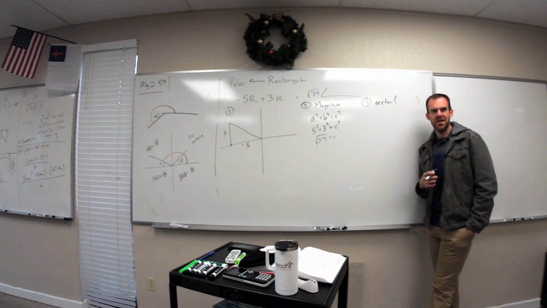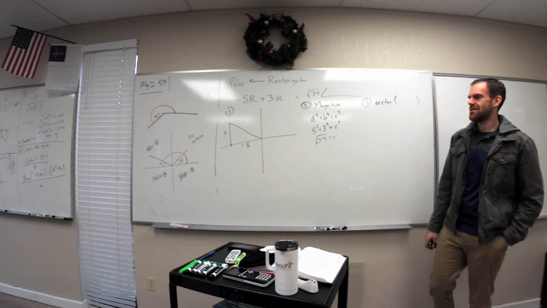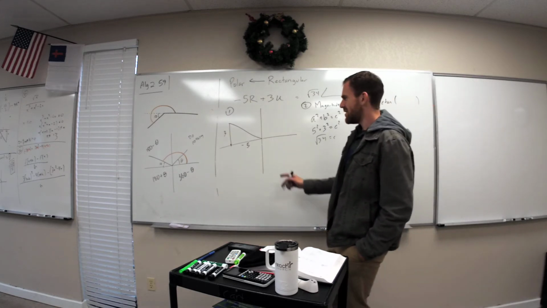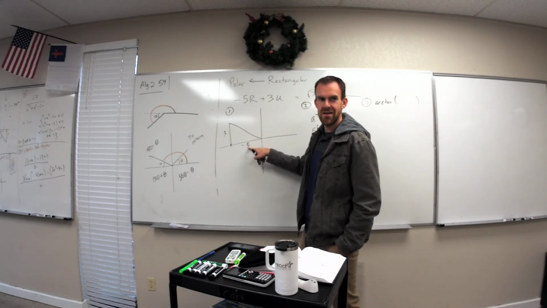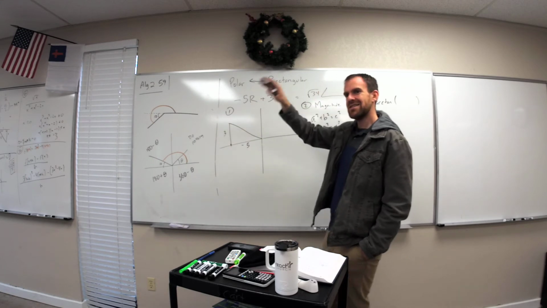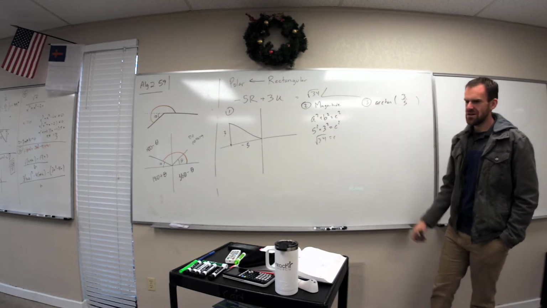Only one person was brave enough to give an answer. What's the answer, guys? Do not follow the crowd. 3/5. Why is it 3/5? Opposite over adjacent. Opposite is the one that's not touching it. It's away from it. What's arctangent of 3/5?